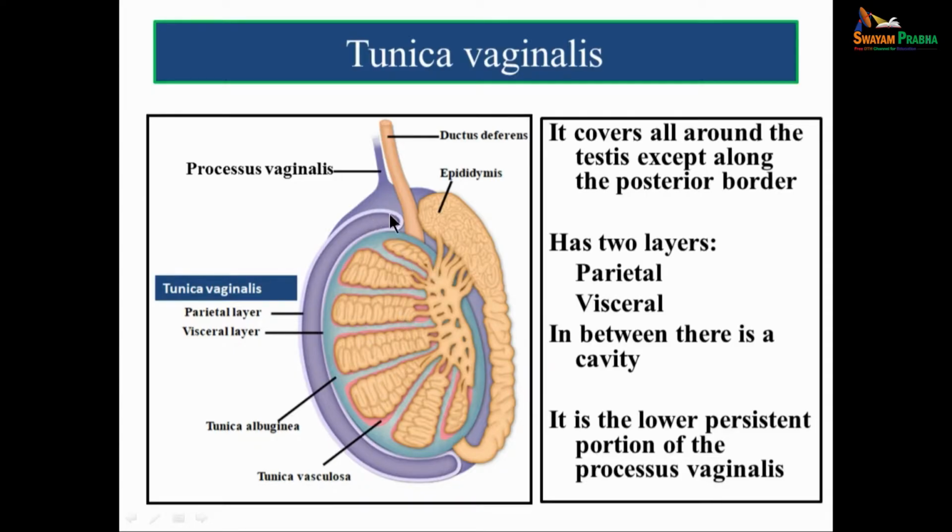It covers all around the testis except along the posterior border, and it has two layers: an outer layer called the parietal layer and an inner layer called the visceral layer. In between these two layers there is a cavity. Tunica vaginalis is the lower persistent portion of the processus vaginalis.